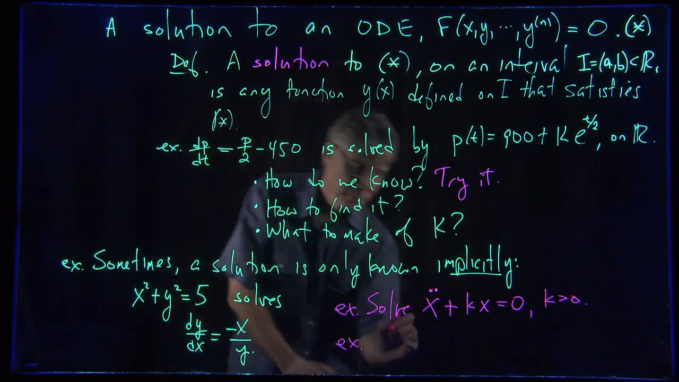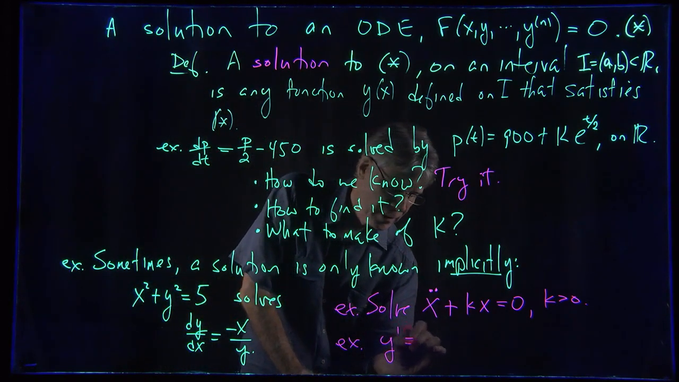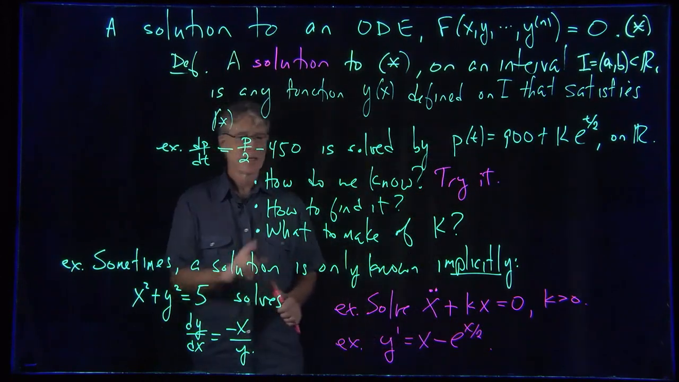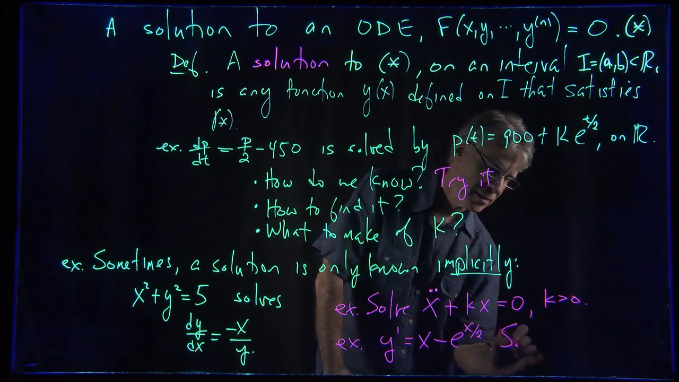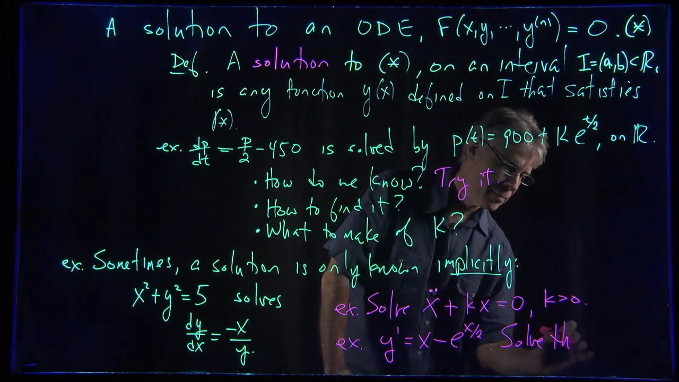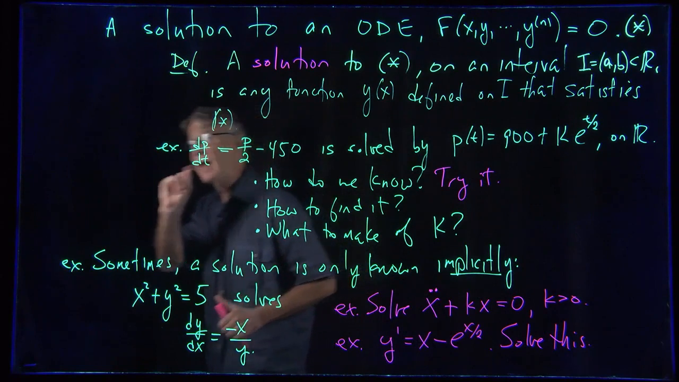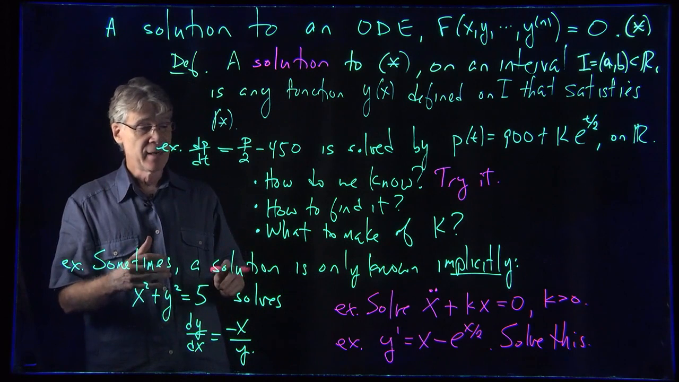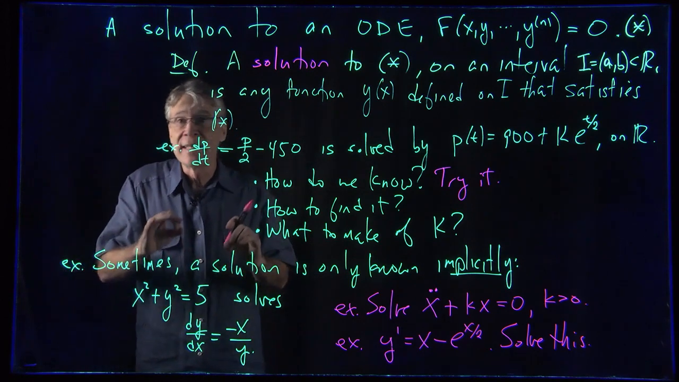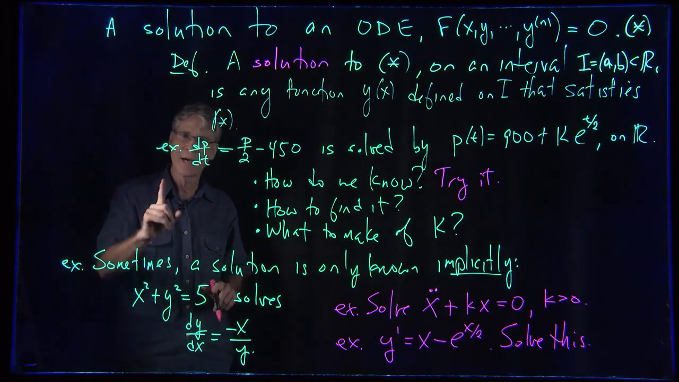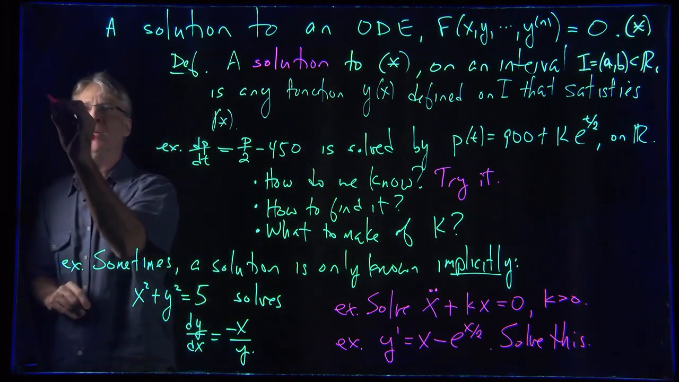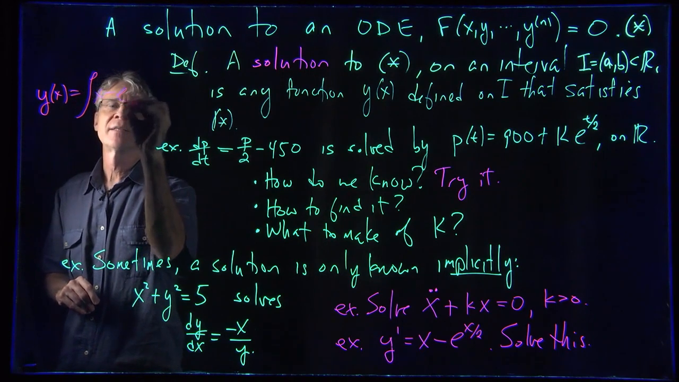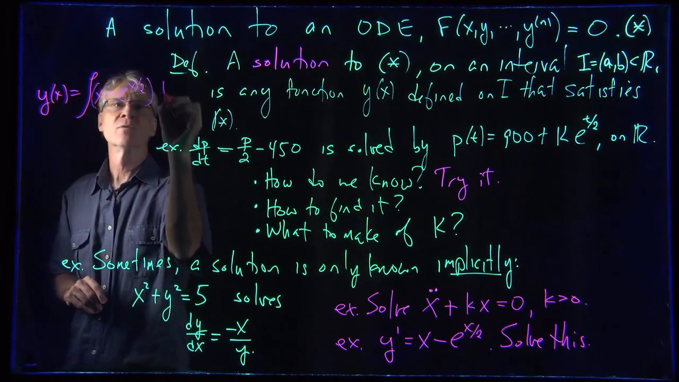Here's one more example. y prime equals x minus e to the x over 2. Can you solve that? You're looking for any particular function that satisfies that. The derivative of the function y of x is x minus e to the x over 2. Now that's a calculus problem, right? Because that's identical to saying y of x equals the antiderivative of x minus e to the x over 2.